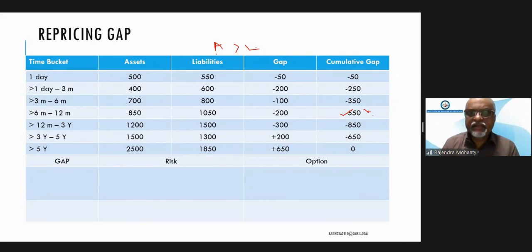What should be done to protect the NII? The rate of interest of the assets should be increased, either by increasing the asset quantity or the rate. Suppose the rate of interest is falling down; then the quantity of assets should be increased. So here it is already increased.